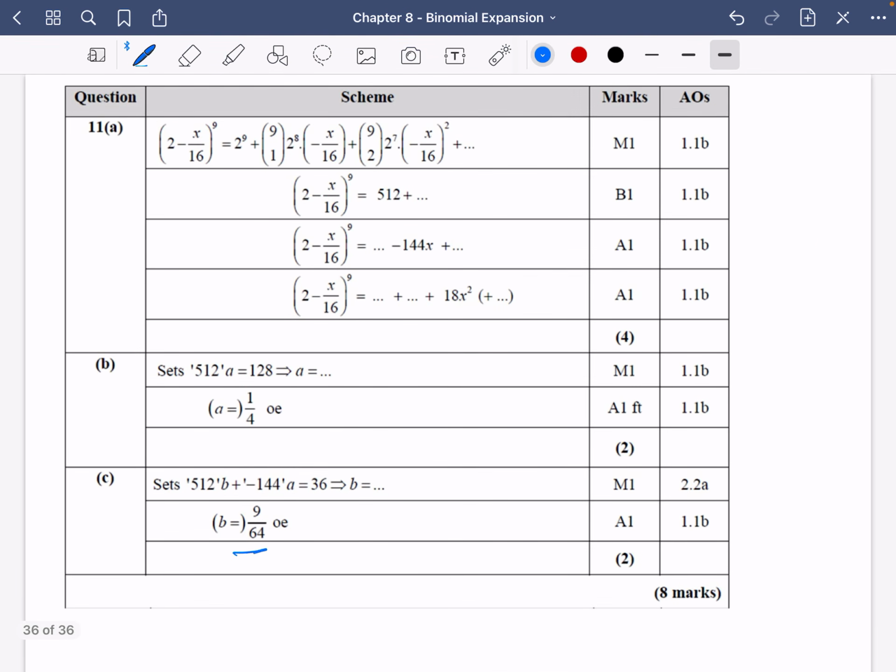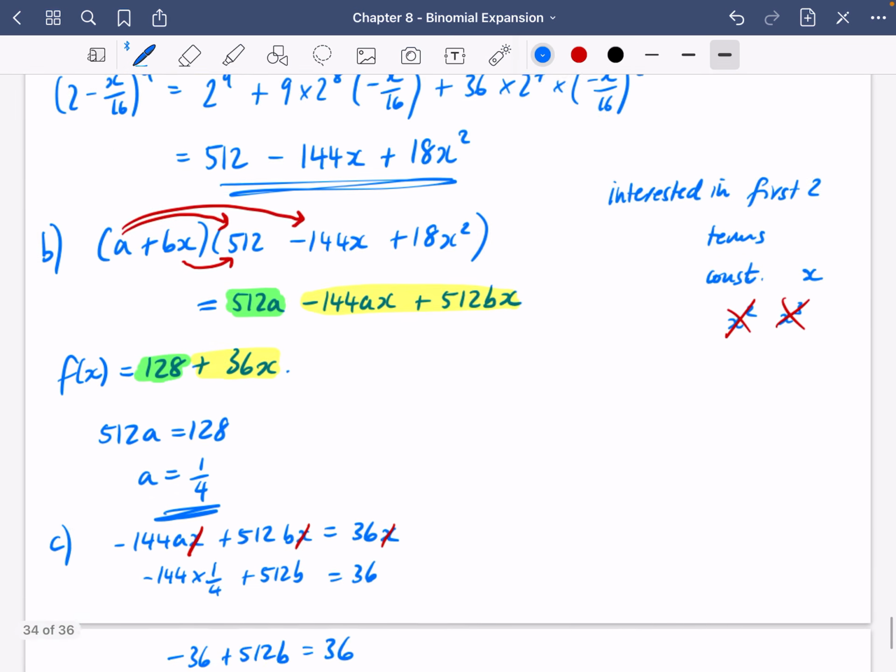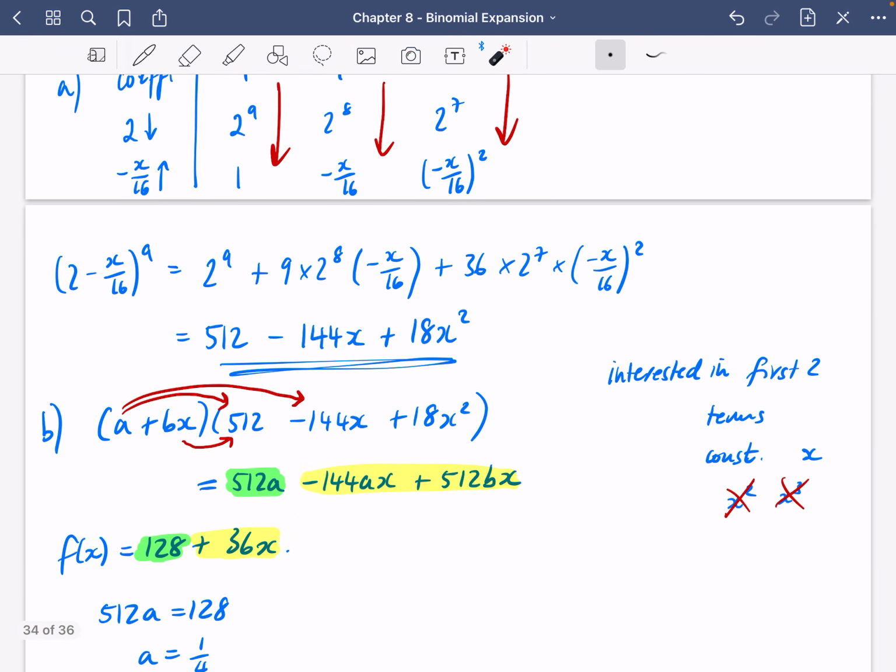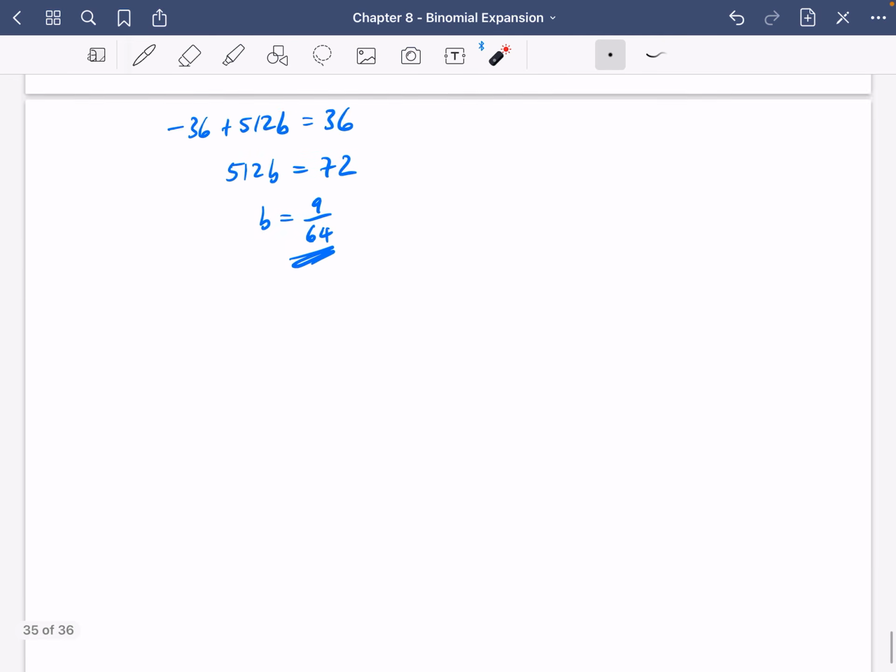So let's just double check that we've got all of these things right. Looks like we got b right, we got a right, and we got 512 minus 144x plus 18x squared. Did we get that right? 512 minus 144x plus 18x squared.